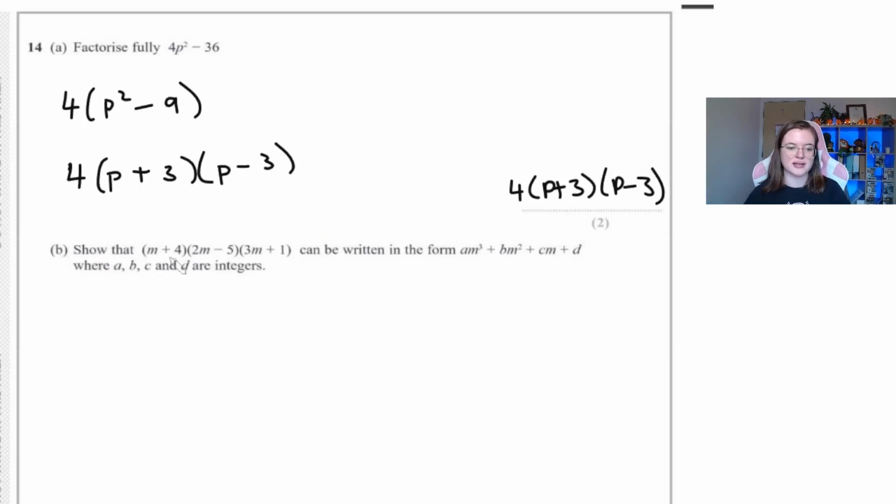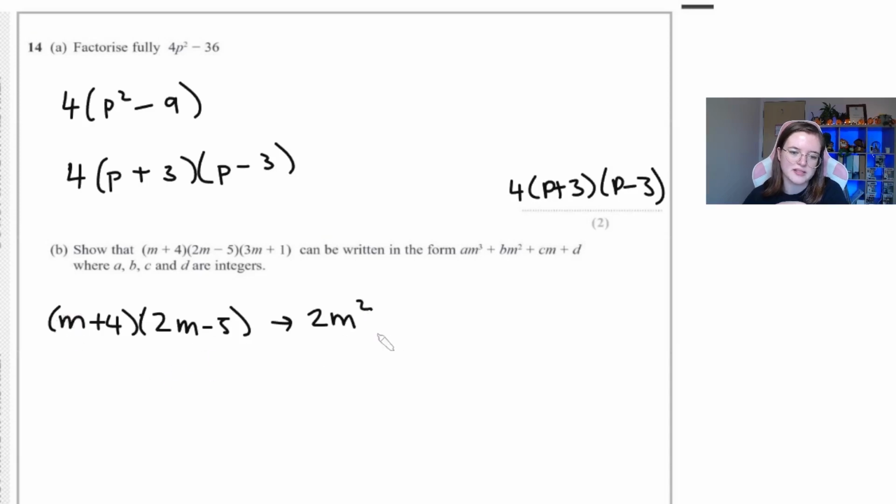Then part B, show that this triple bracket situation can be written in the form of this big messy expression where A, B, C, and D are integers. With expanded triple brackets, I normally like to start with the first two. You ignore the third one for now, and go back to it after that point. So I'm going to expand just these two for now: m plus 4 and 2m minus 5. If I expand those, I get m times 2m, which is 2m squared, m times minus 5, which is minus 5m, 4 times 2m, which is 8m, and 4 times minus 5, which is minus 20.